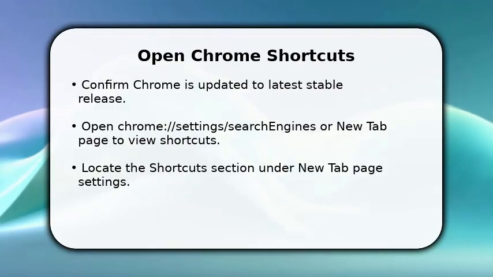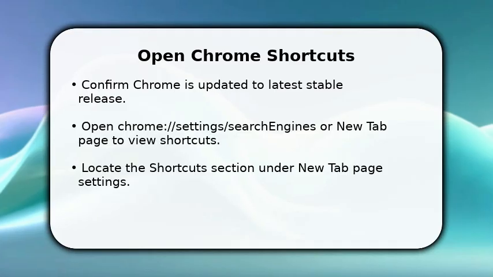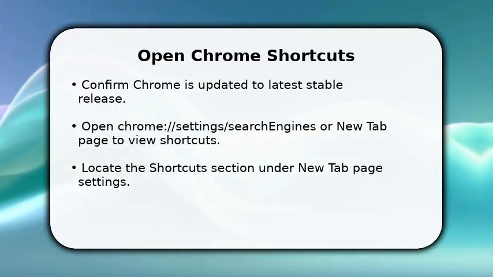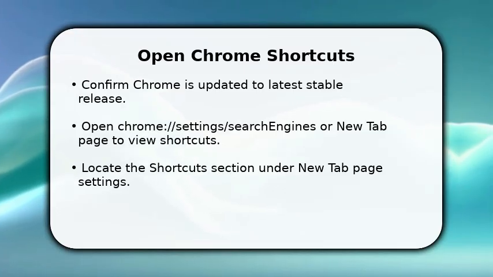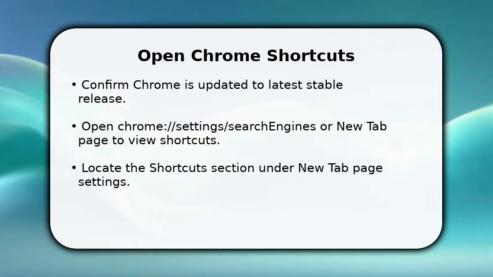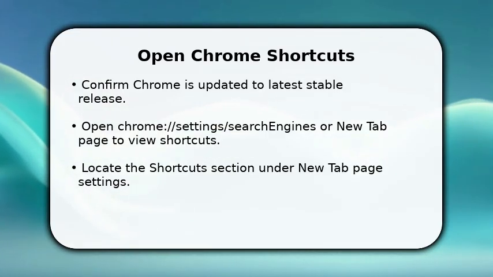You start by opening Chrome and getting to the new tab Shortcuts area. Type chrome://settings, or open a new tab and click Customize. Once there, go to Shortcuts or Search Engines depending on your Chrome build. You want to see existing shortcuts so you can edit or remove them. Make sure you're signed into the correct profile if you use multiple profiles, since shortcuts are profile-specific.